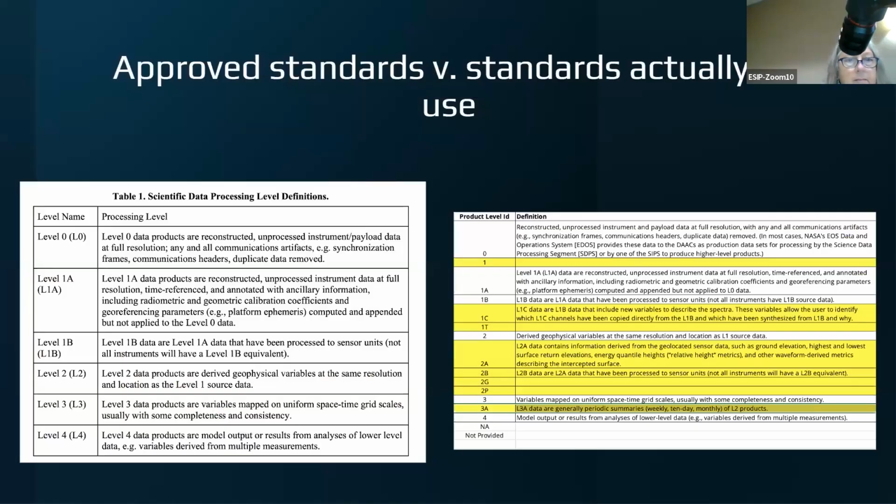Yeah, I will confess, you guys, I go level 0 data products are reconstructed, unprocessed instrument payload data. I don't know what that means. What does it mean to be reconstructed and unprocessed, right? What counts as processing? I don't know. Sorry. Okay. Also, Deborah wanted to say something. Sorry. The unprocessed means the data.